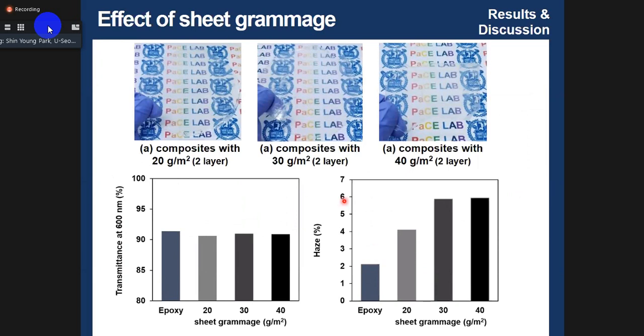And this slide shows the optical properties of the composite. Each composite showed high transparency, whose transmittance was over 90% and the haze was under 6%. But compared to neat epoxy, the haze was higher. Among the composites, the one with the 20 GSM sheet, which was the lowest grammage, showed a haze of about 4%, which was relatively lower than that of the composites with higher grammage sheets.